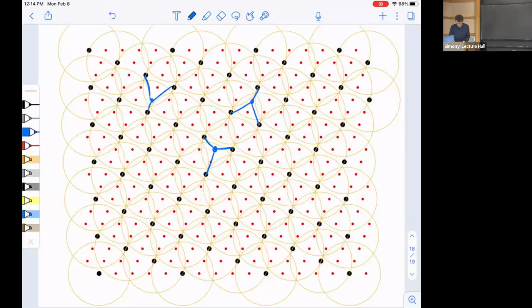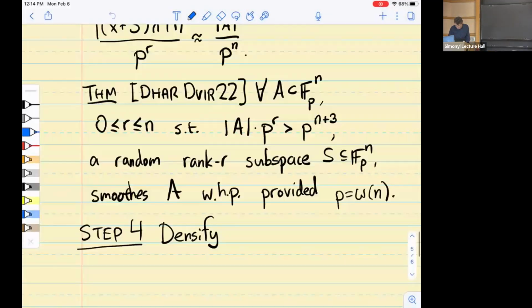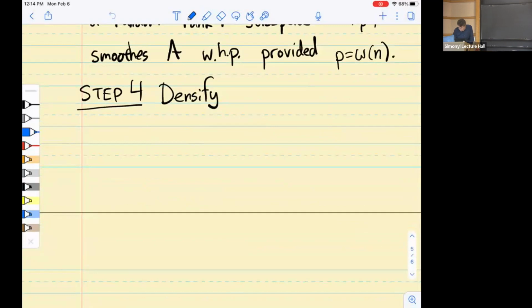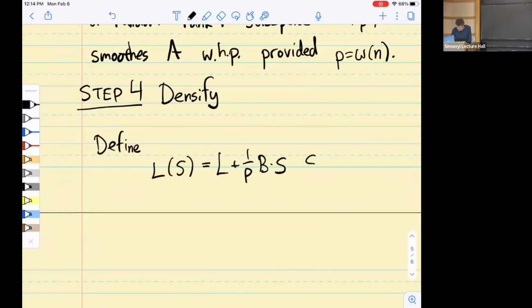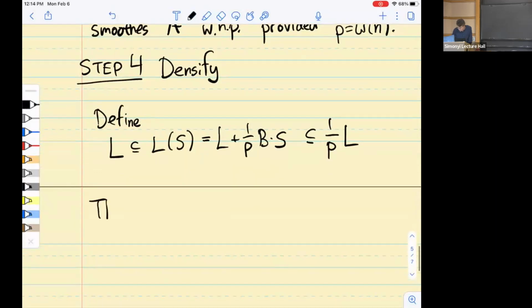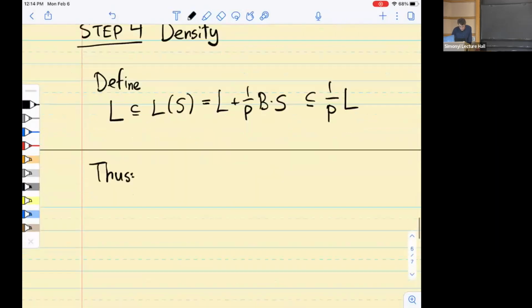So to summarize, at this point, you just define the densified lattice. Let's call it L(S). I'm basically adding the subspace to the lattice. So maybe I write something like that. It's not the best notation, but it's sitting between the grid and L itself. And then we're done. While we're done, you have to notice a few things.